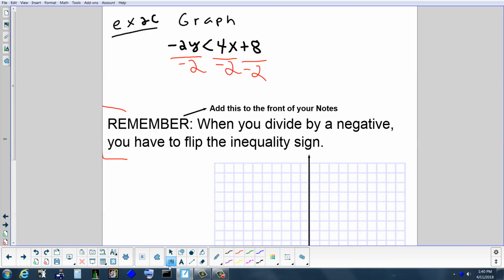All right, so like Gemini just said, we divided by a negative. We have to flip the sign. So what is the sign here? What does that sign mean? It means that you would shade below, but now we're gonna shade above.